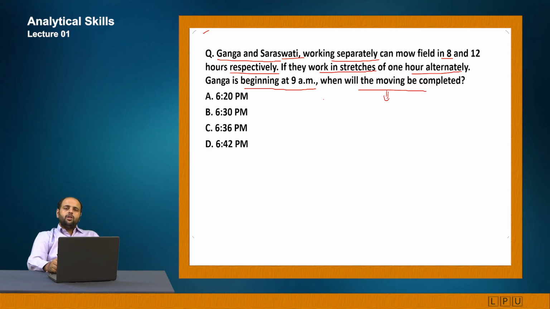Okay, one thing you should keep in mind is that in the case of alternate days, it should be given who will be starting the work, because if it is not given, then there may be different answers for each and every student. So that's why it should be mentioned, and here it is mentioned: 9 am. Okay, we will discuss it later.